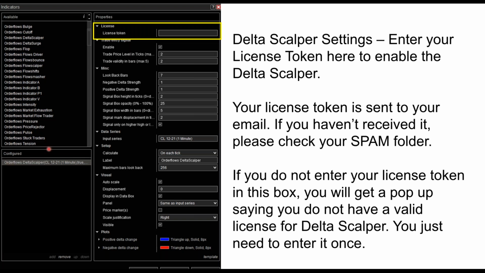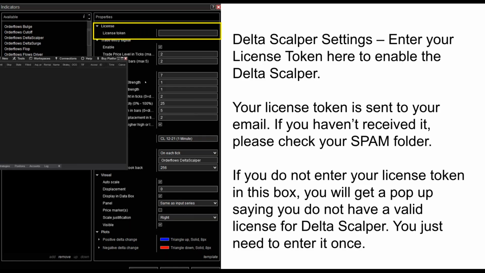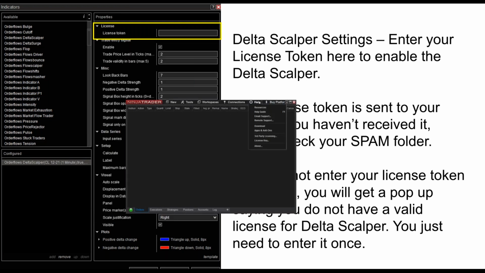This is the settings, right? Very simple, very easy layout. The license token, that's where you enter your token, if you purchase the software. Even though I create videos and take screenshots and put it in the user guide saying, put it in there, some people don't want to follow. It doesn't go under license key or third-party licensing, etc. It goes in the actual indicator setting.